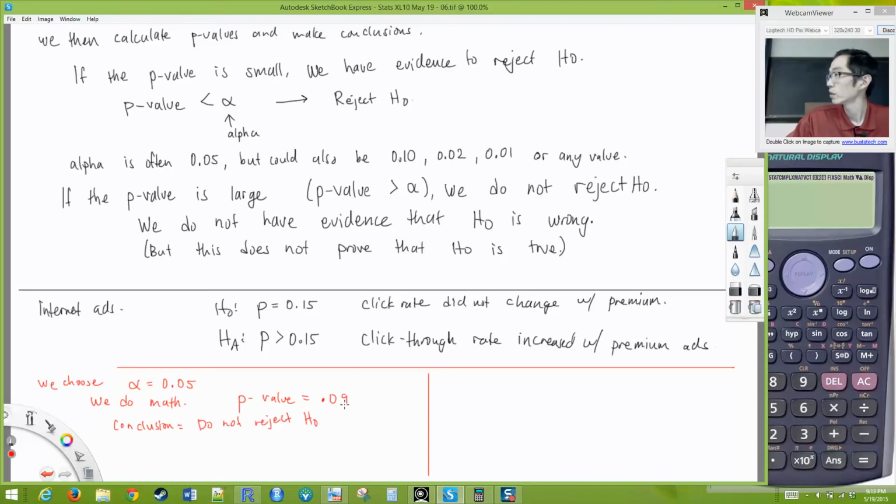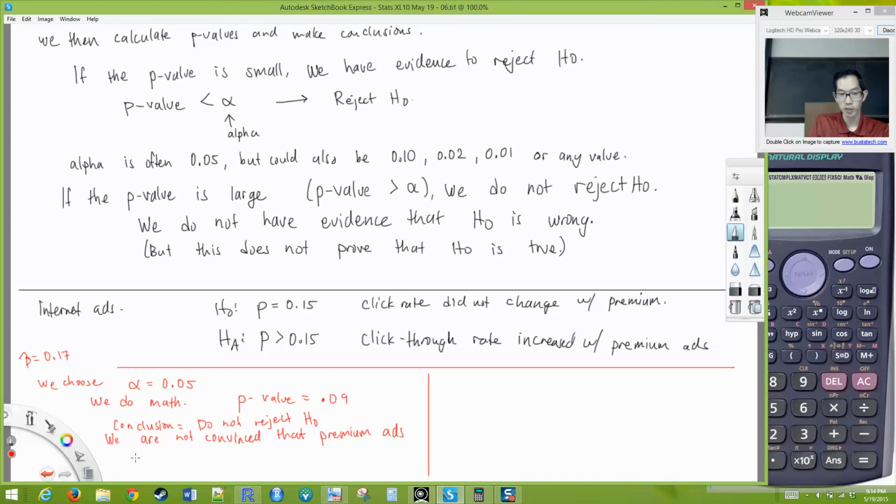No. So what this is saying is that, based on my data, when we had the premium ads, our click-through rate was 17%. And what this says is that, you know what, even if the click-through rate doesn't change with premium, you could get a 17% click-through rate just from random chance 9% of the time. So this means we are not convinced that premium ads are better.